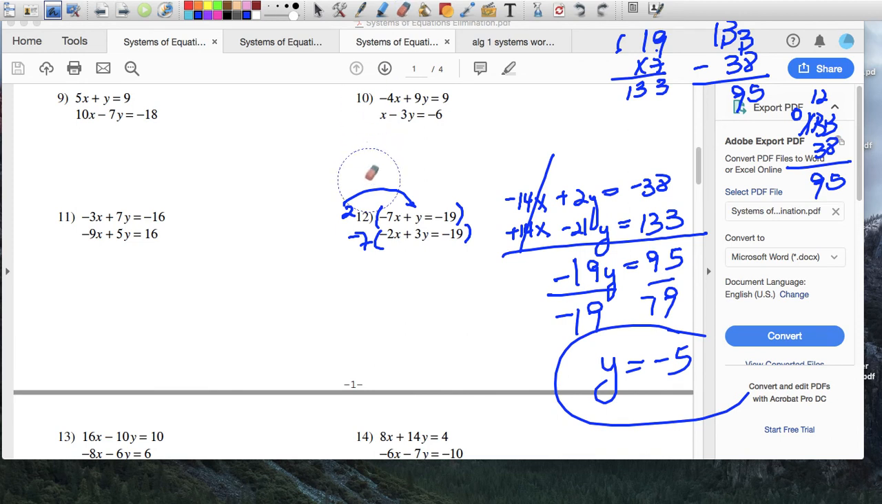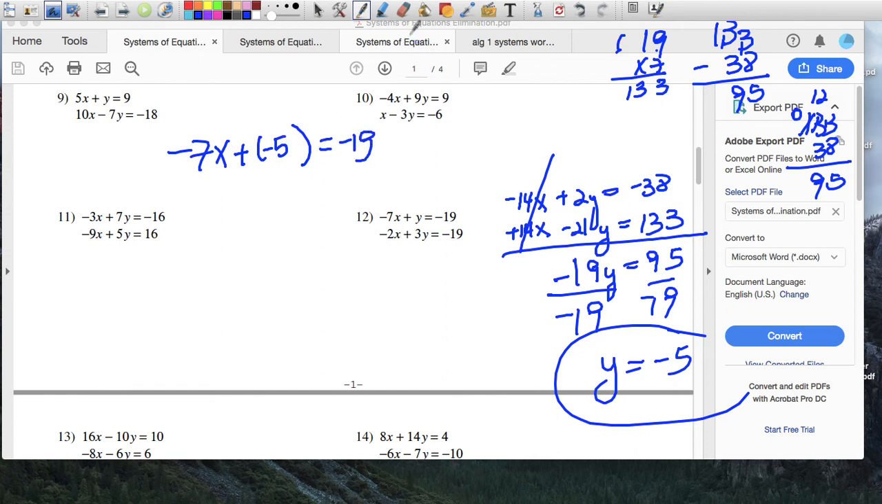Go back to either of your equations and find the value of x. Pick whatever you want. Let's just pick the first one. So, negative 7x, and I'm going to substitute. In place of y, I'm going to put plus negative 5 equals negative 19. Instead of writing that, I can just write minus negative 5, because it's the same thing. Positive and negative and negative. So plus 5, plus 5.